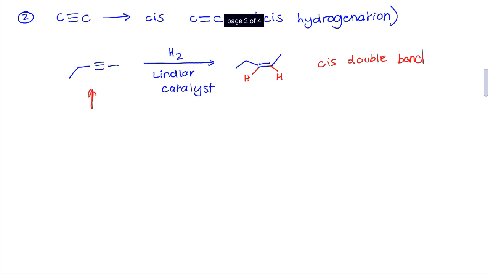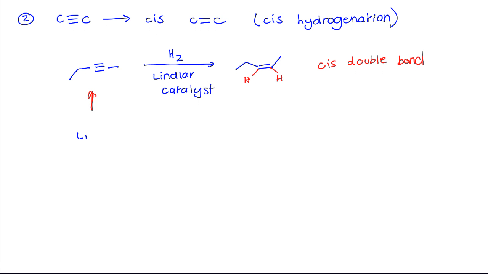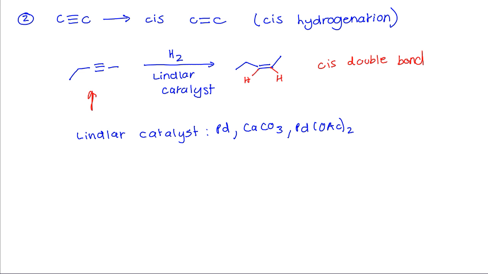So the Lindlar catalyst does have some palladium in there. So we have palladium, but we also have calcium carbonate, palladium acetate, and the last ingredient is quinoline. Okay, so quinoline has this structure. We have a fused aromatic ring that has a nitrogen in it. Okay, so that's quinoline. So all this mixed together, what it does is it poisons the catalyst.